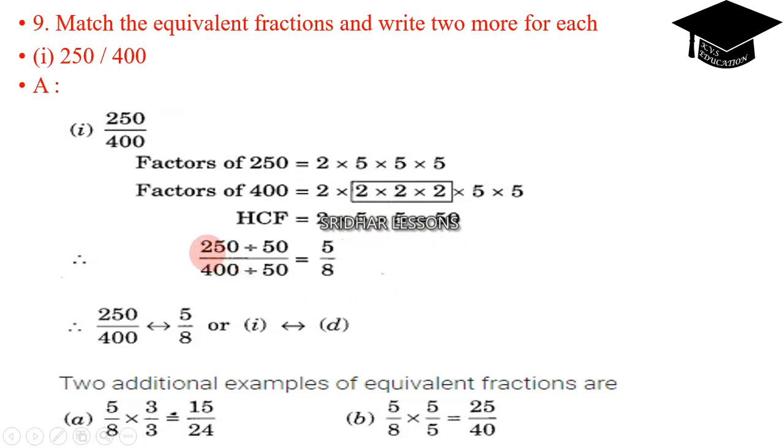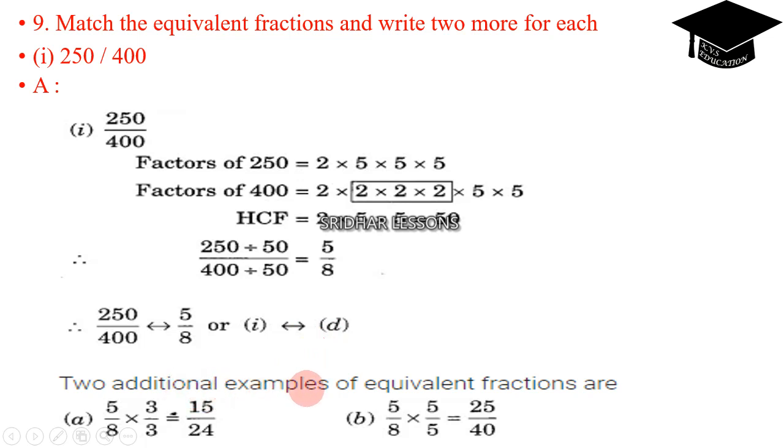So 250 divided by 50 by 400 divided by 50 is equal to 5 by 8. So this represents D, matching.